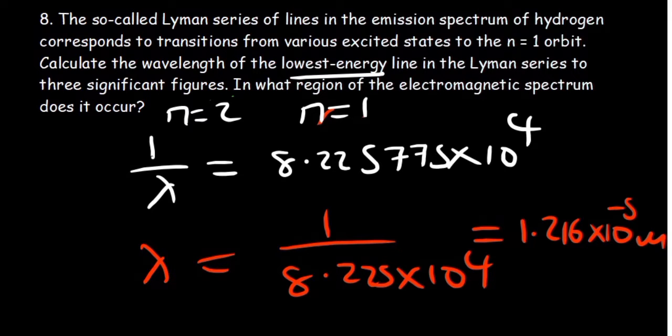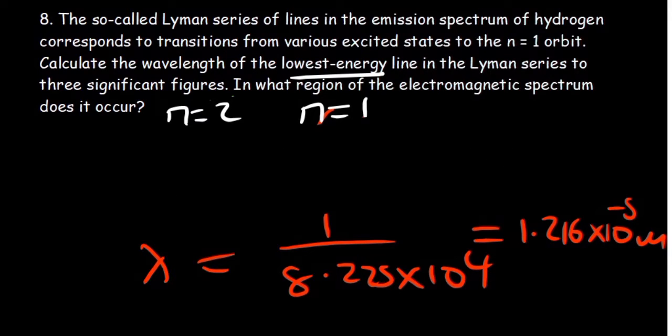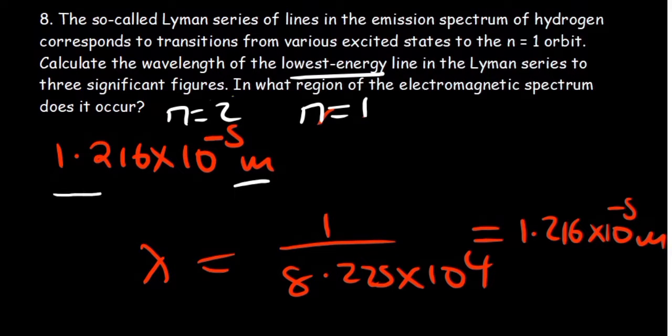We want to make our answer make a bit of sense. So what we have is 1.216 times 10 to the power negative 5 meters. If you see that you're using a bigger unit and the answer seems to be small, take it to a smaller unit so that you have a bigger figure. So let's take it to nanometers. You take it to nanometers by multiplying by 10 to the power 9.